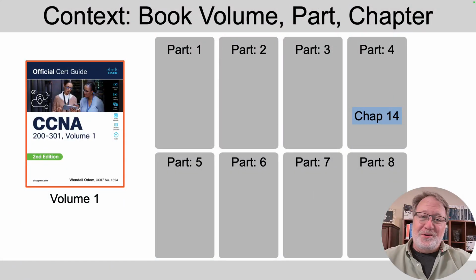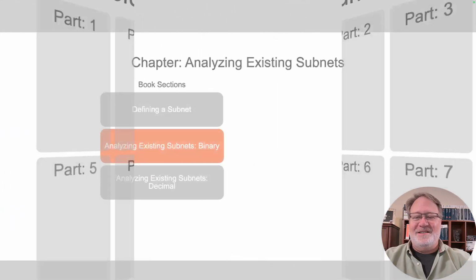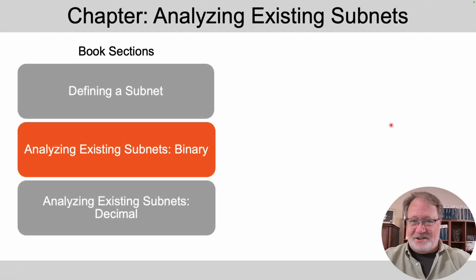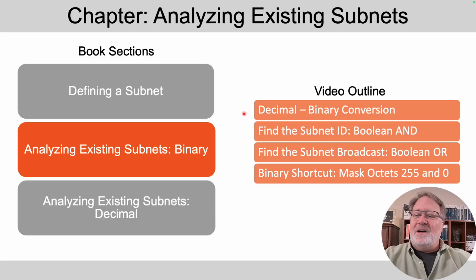For those of you that have the books and are following along, in the current edition, Volume 1, Chapter 14 is where the equivalent content resides, and that chapter has these 3 sections. So this video is the middle of those, or at least this video covers that same content. The first section defines those 4 key facts about any subnet. This middle section shows how to calculate those in binary, and the third section shows how to calculate those with decimal math.